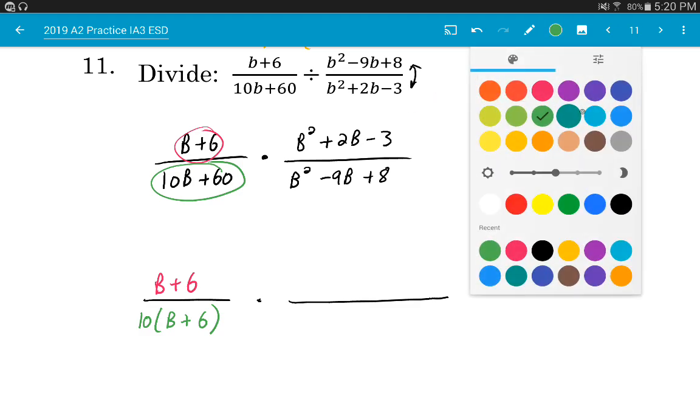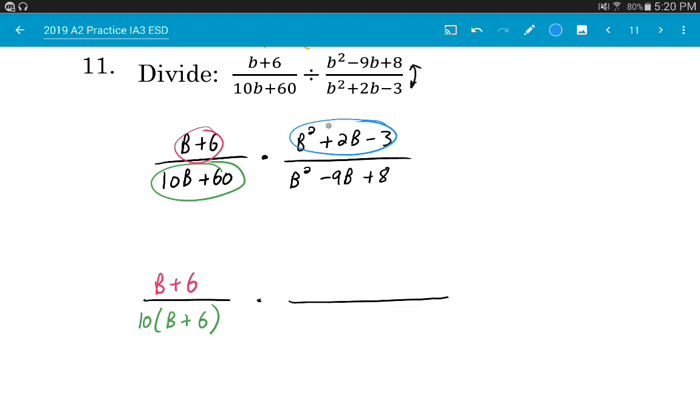Now up here, this is going to be add and multiply. What adds to 2 and multiplies to -3? So let's see. 3 and 1. If it was +3 and -1, that would work. So b plus 3, b minus 1.